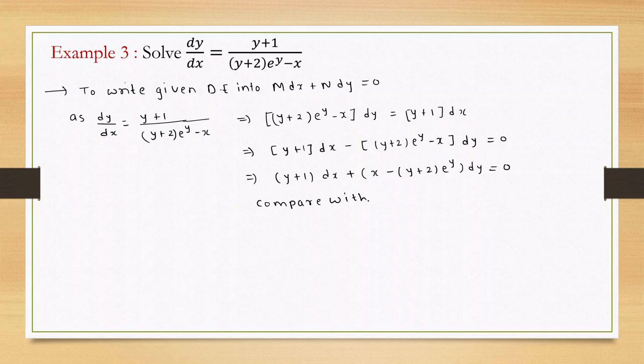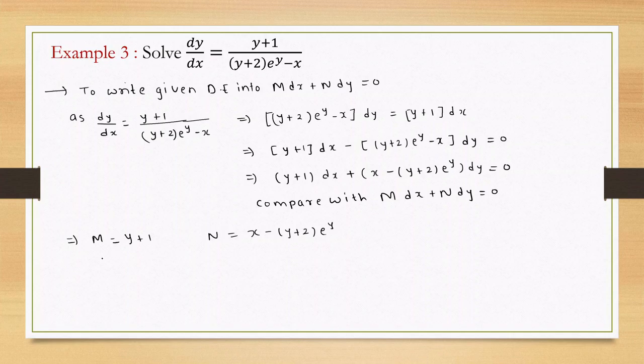Now compare with M dx plus N dy is equal to 0. So this implies what is M? It is y plus 1. And what is N? It is x minus (y plus 2) e raised to y. Right. Now, after getting this format, M dx plus N dy is equal to 0, we have to check that the given differential equation is exact or not.